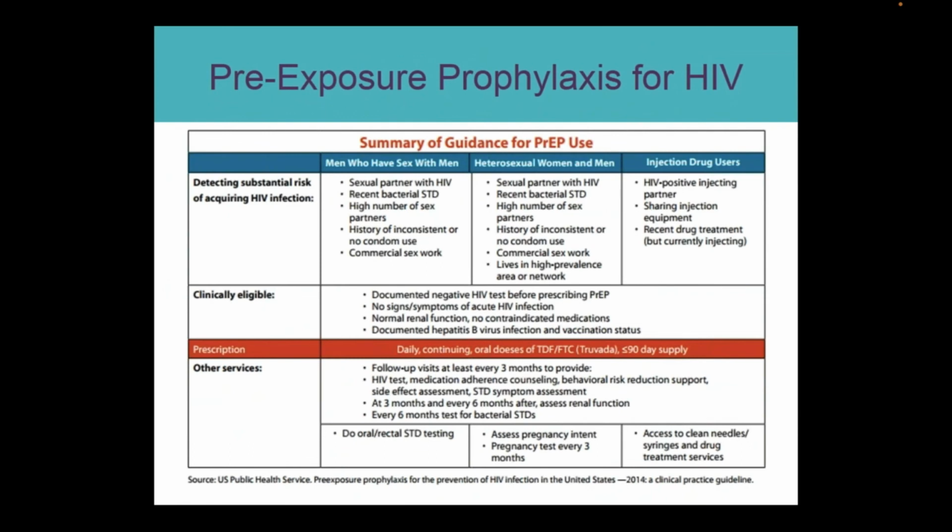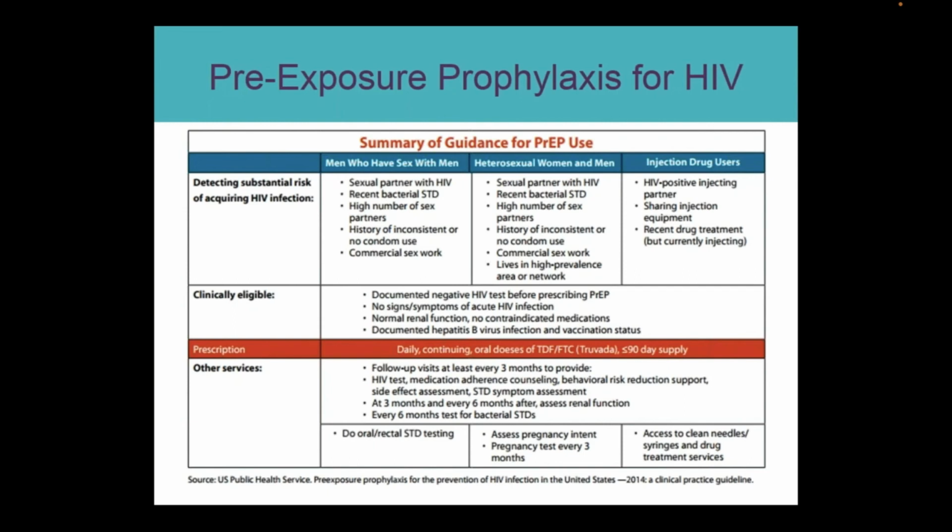So I mentioned that pre-exposure prophylaxis is indicated for men who have sex with men, for heterosexual women and men with high-risk sexual exposure, and for people who inject drugs. And this table is a nice reference to determine who may be a candidate for PrEP, which is listed here in the top row of the table. Clinically eligible patients need to have documented HIV negative test before prescribing this medication. They need to have no signs or symptoms of acute HIV infection. And because emtricitabine and tenofovir may affect renal function, clinically eligible patients should have normal renal function and no other contraindicated medications prior to obtaining a prescription.